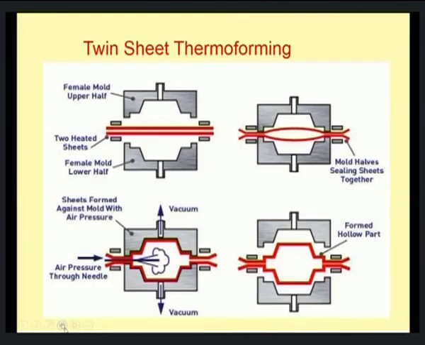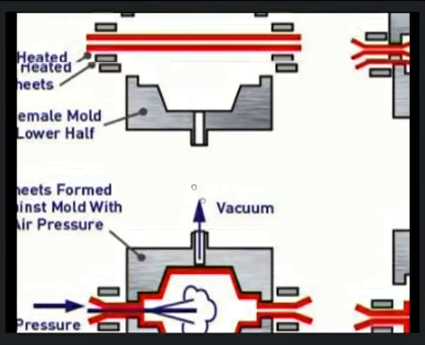either one sheet in one color, another sheet in another color. So, all such variations in colors are possible, and surface finishing can be used between the two sheets. This is a typical scheme of twin sheet thermoforming.